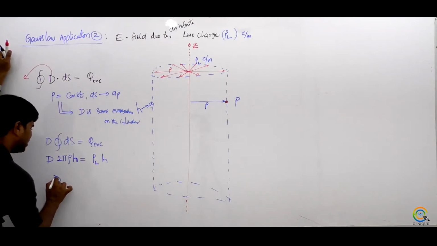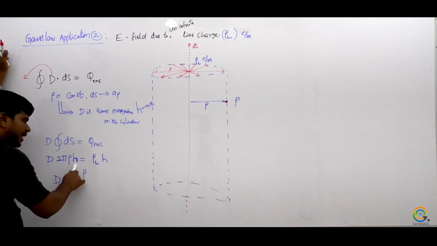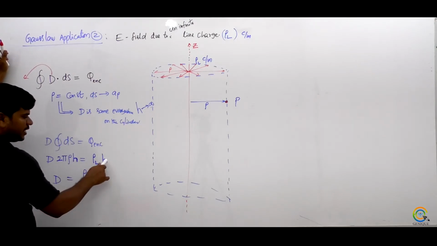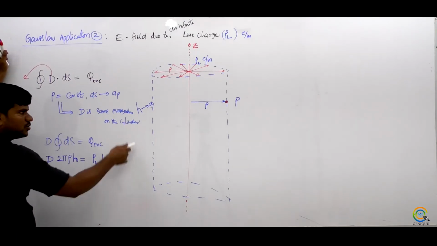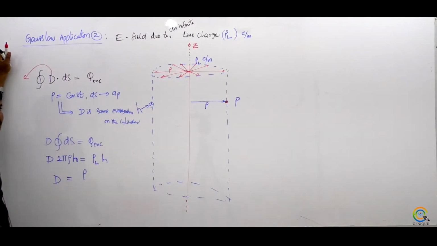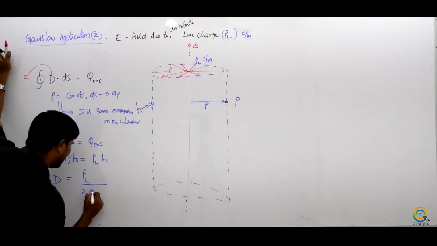So from this, h will get cancelled. Why I have taken h: it is also infinity, so you will get an indeterminate form. That's why I have taken this h tends to infinity there. So here you will get D equals rho l divided by 2 pi rho.